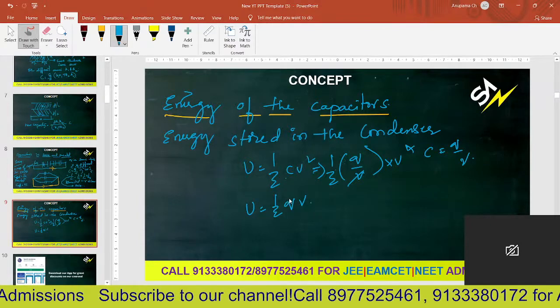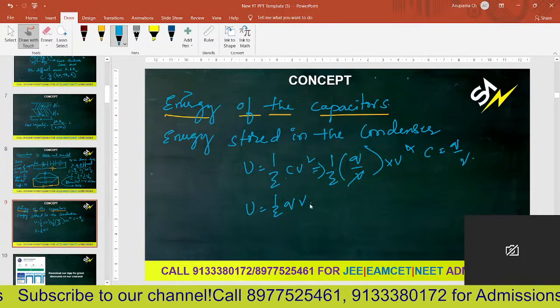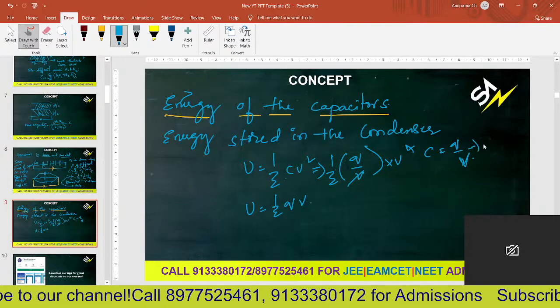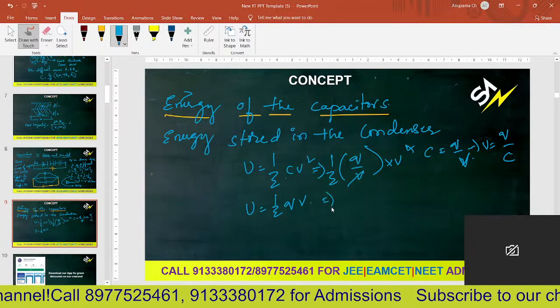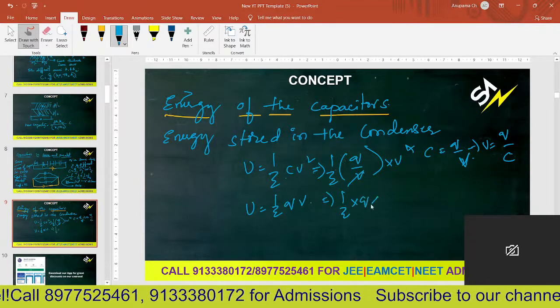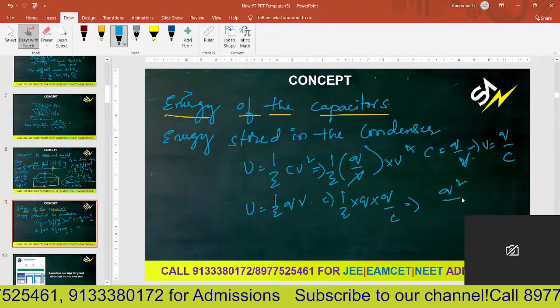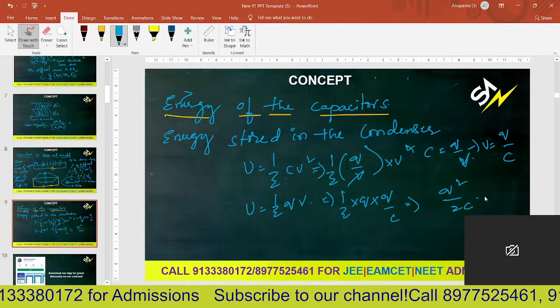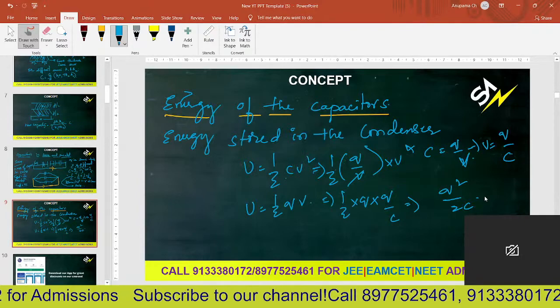Or in terms of capacitance, if you want to remove V from this, you can write V equals Q by C. Now I'll put this here, then I get half into Q by C into Q, which is nothing but Q squared by 2C. So these all are the possible formulas for energy stored in the capacitors.